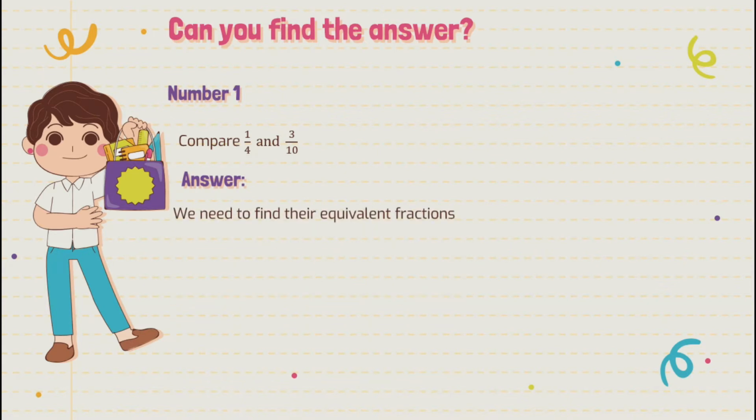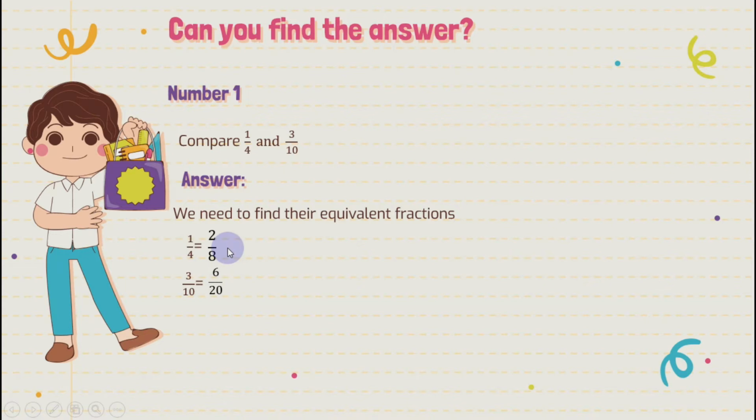Answer. We need to find their equivalent fractions. You know why? Because 1/4 and 3/10 have different denominators. The denominators are 4 and 10. 1/4 times 2 equals 2/8, and 3/10 times 2 equals 6/20. 8 and 20 are still different.